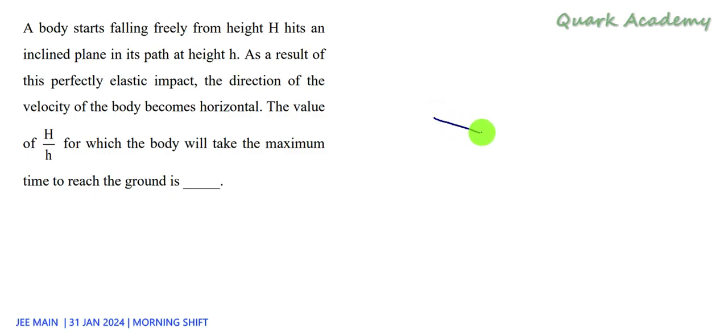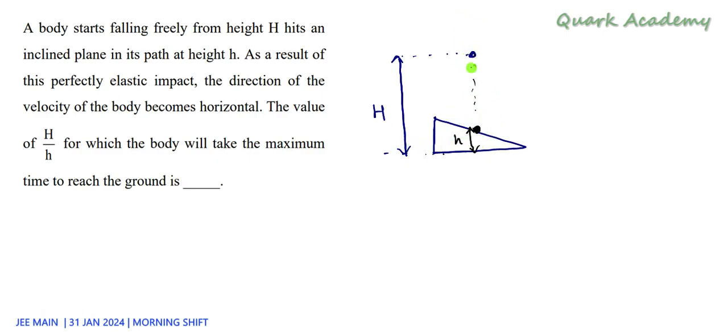So in the question, it is given that there is a ball. This is the ball which is falling from the height h. So let's consider this height is h, capital H. And there is an incline. It is hitting the incline at the height small h. So here it is hitting, and this height is small h. So whenever they are telling height, you have to measure from the ground level, not from the top.